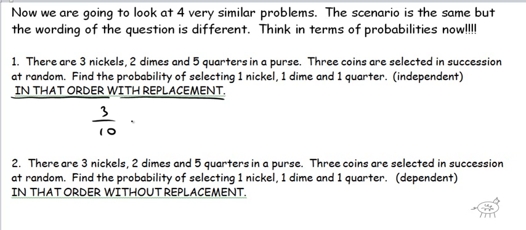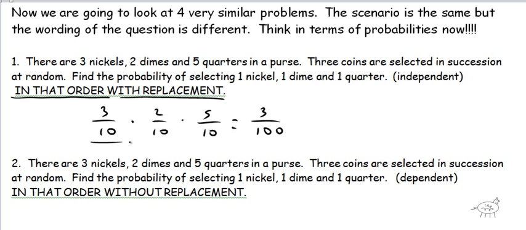Right? And then I put the nickel back, and then I get a dime. What's the probability of getting 1 dime? Well, isn't it 2 out of 10? And then I put that back, and what's the probability of getting a quarter? 5 out of 10. So I multiply all that out, and I get 3 out of 100. Again, you're using your graphing calculator with the fraction button, making sure you give me a nice fraction, all reduced. Okay? So anyway, that's in a specific order.